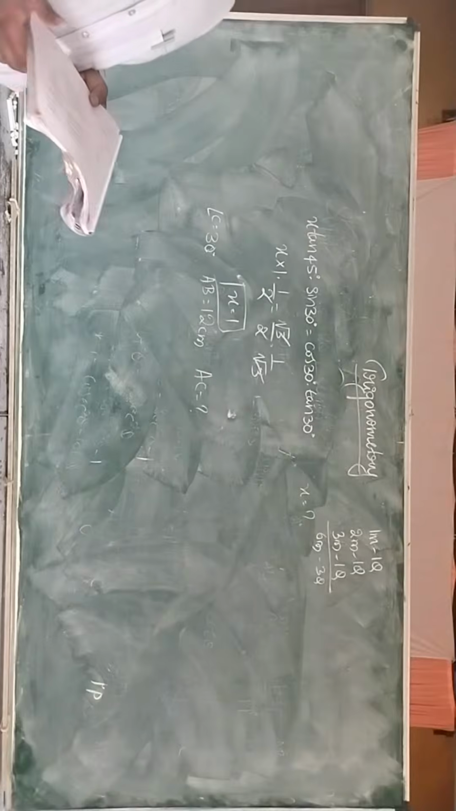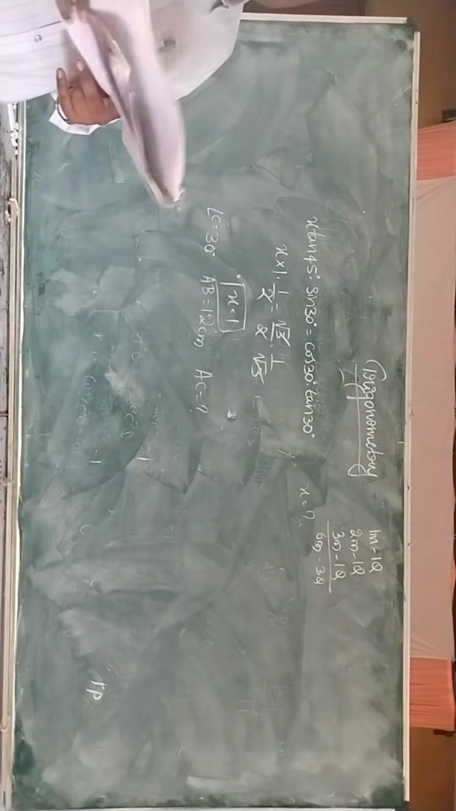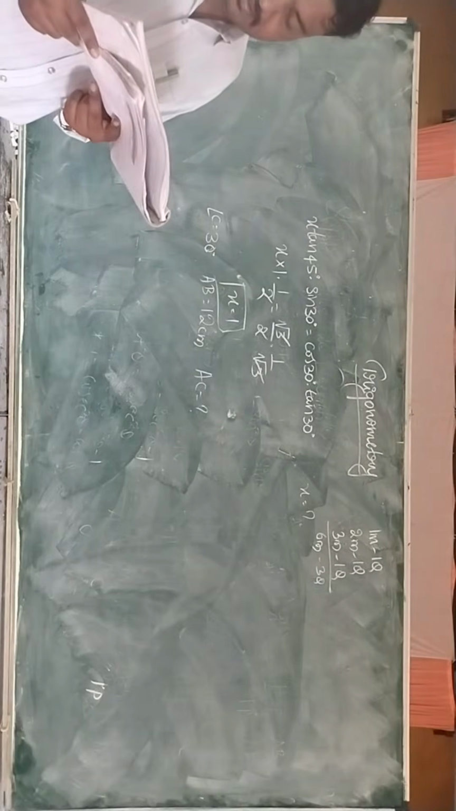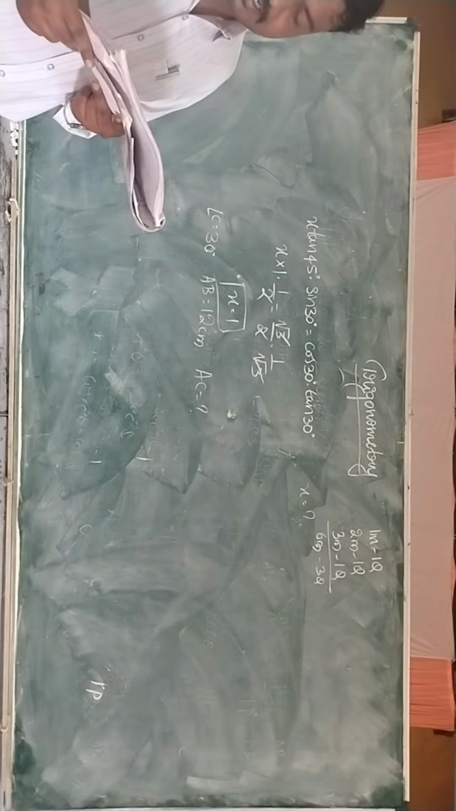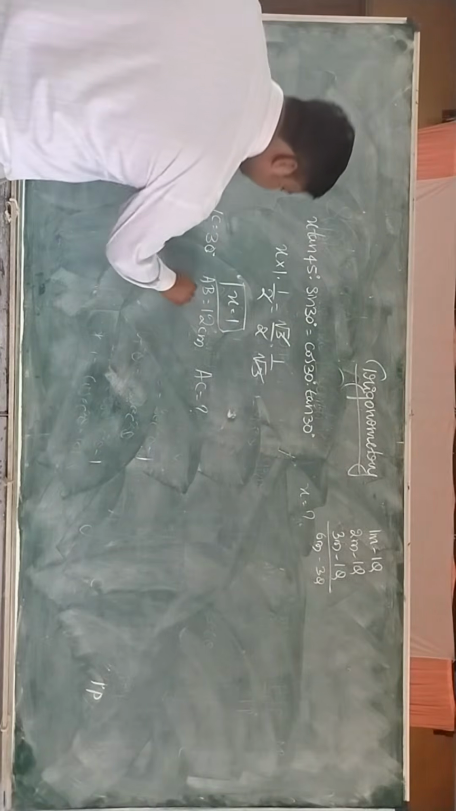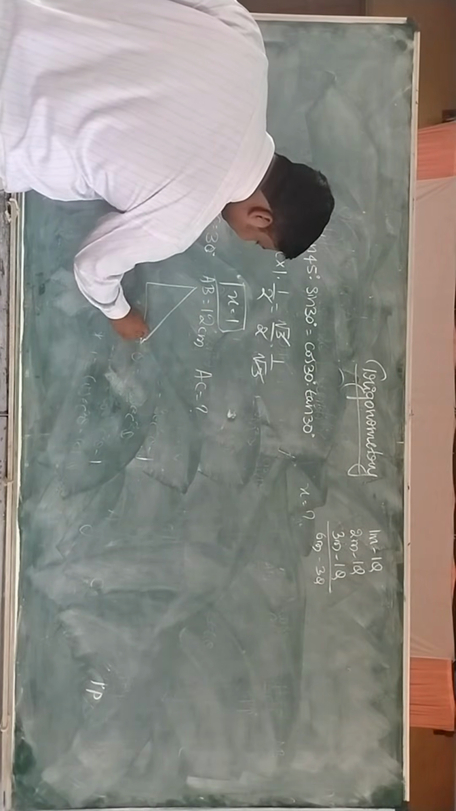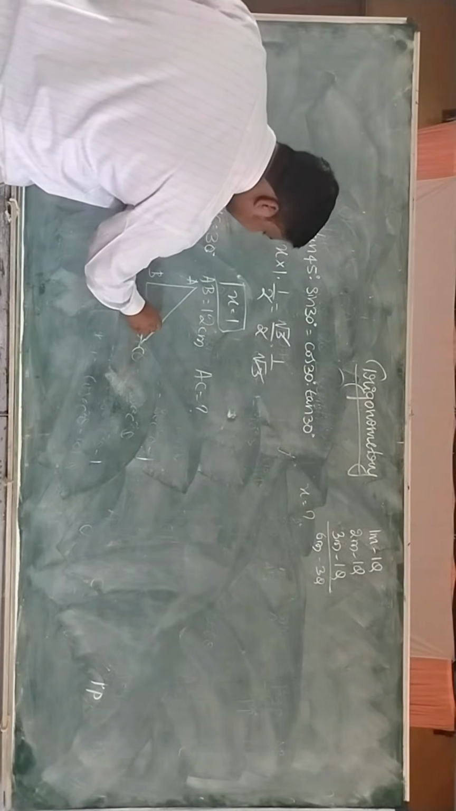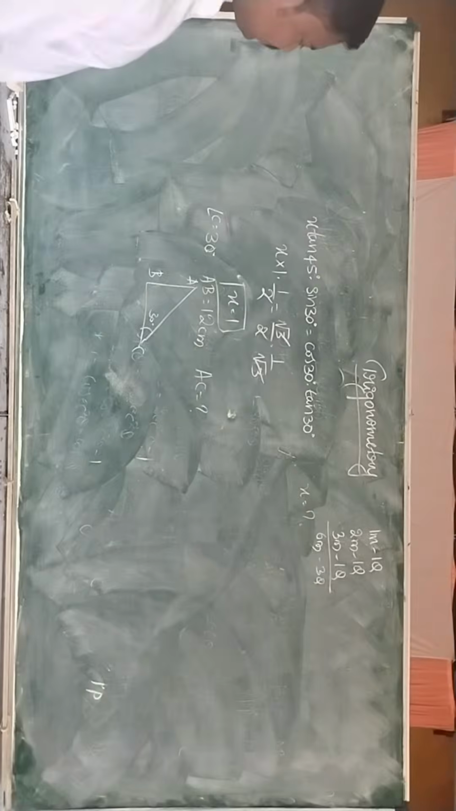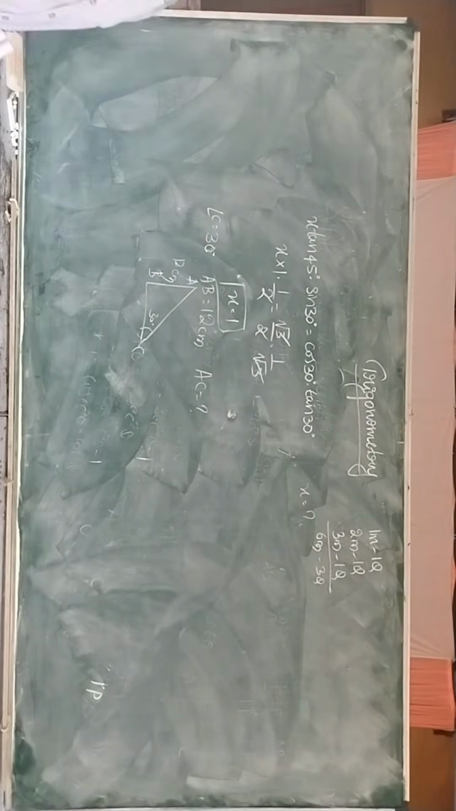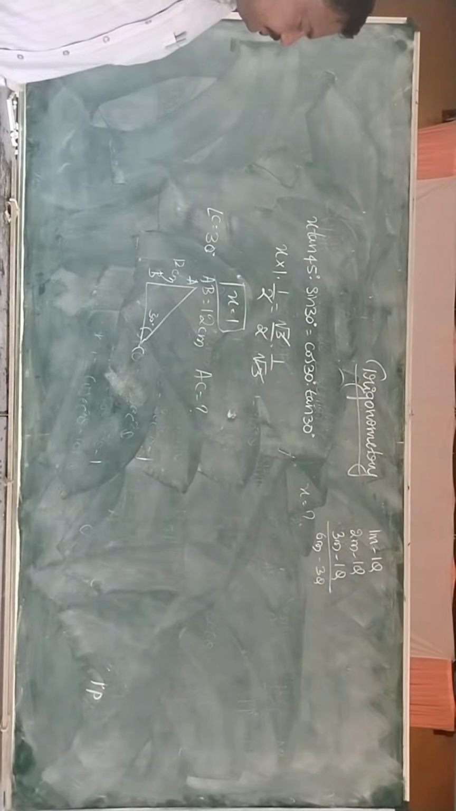In the figure, ABC is a right angle triangle. If angle C is 30 degree and AB is 12 centimeter, find AC.